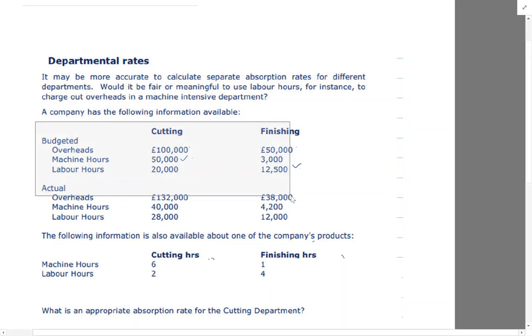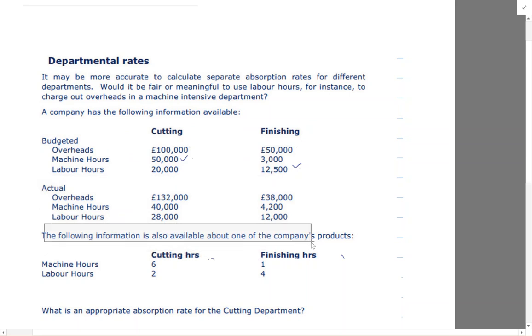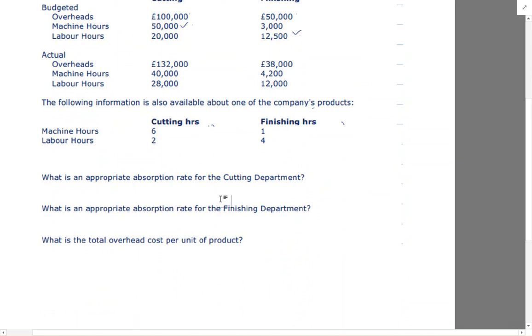So we have two departments, cutting department and finishing department. We have overheads and then activity in each of these departments. And then actual is given. We will simply ignore this. The following information is also available about one of the company's products. We have a product that takes 6 hours here and 1 hour here, and it takes 2 hours here and 4 hours here. So now we will look at different rates for these departments.